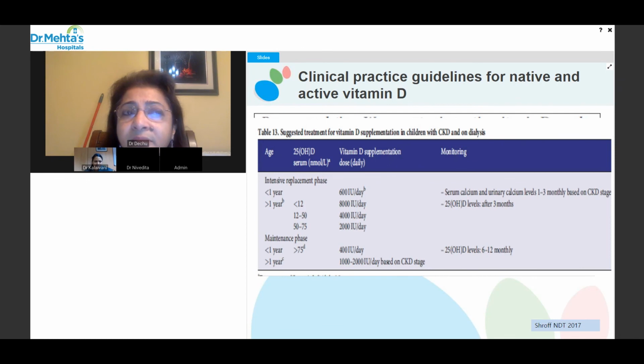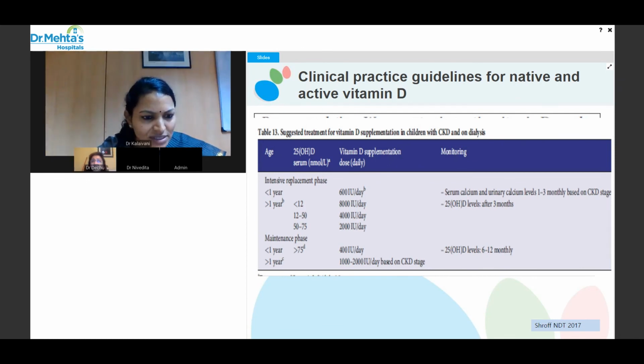Okay. The next question is how far is it useful to use cholecalciferol or ergocalciferol in CKD? I think the question is already answered. Yeah. Is there any difference in the potency of cholecalciferol and ergocalciferol in CKD, ma'am?